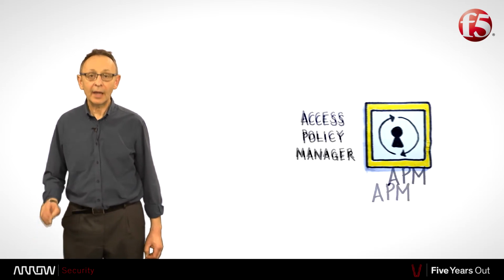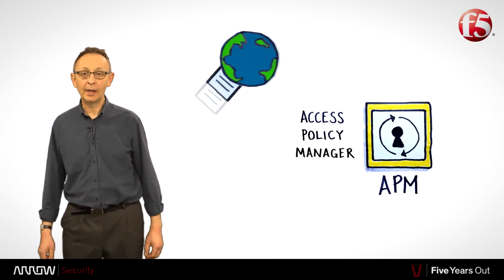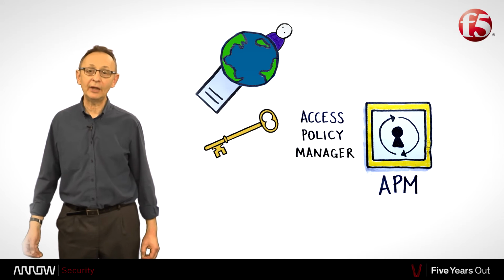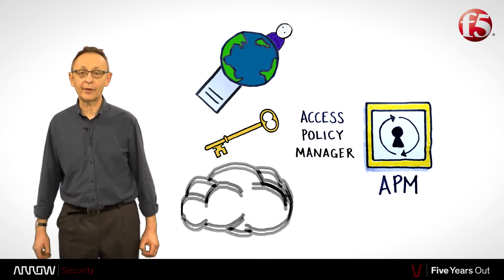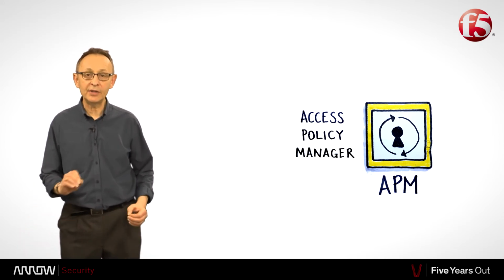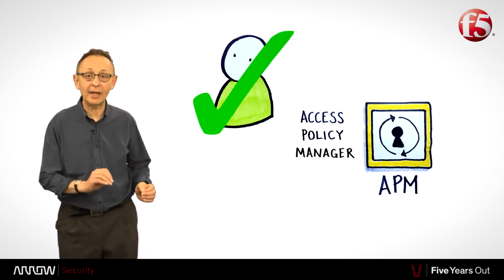What about providing access for your own users, wherever they are and whatever device they want to use? The Access Policy Manager is what you need. It provides remote access, authentication, single sign-on and cloud federation. And finally, with endpoint inspection, you can make sure the good guys can get in and the bad guys can't.